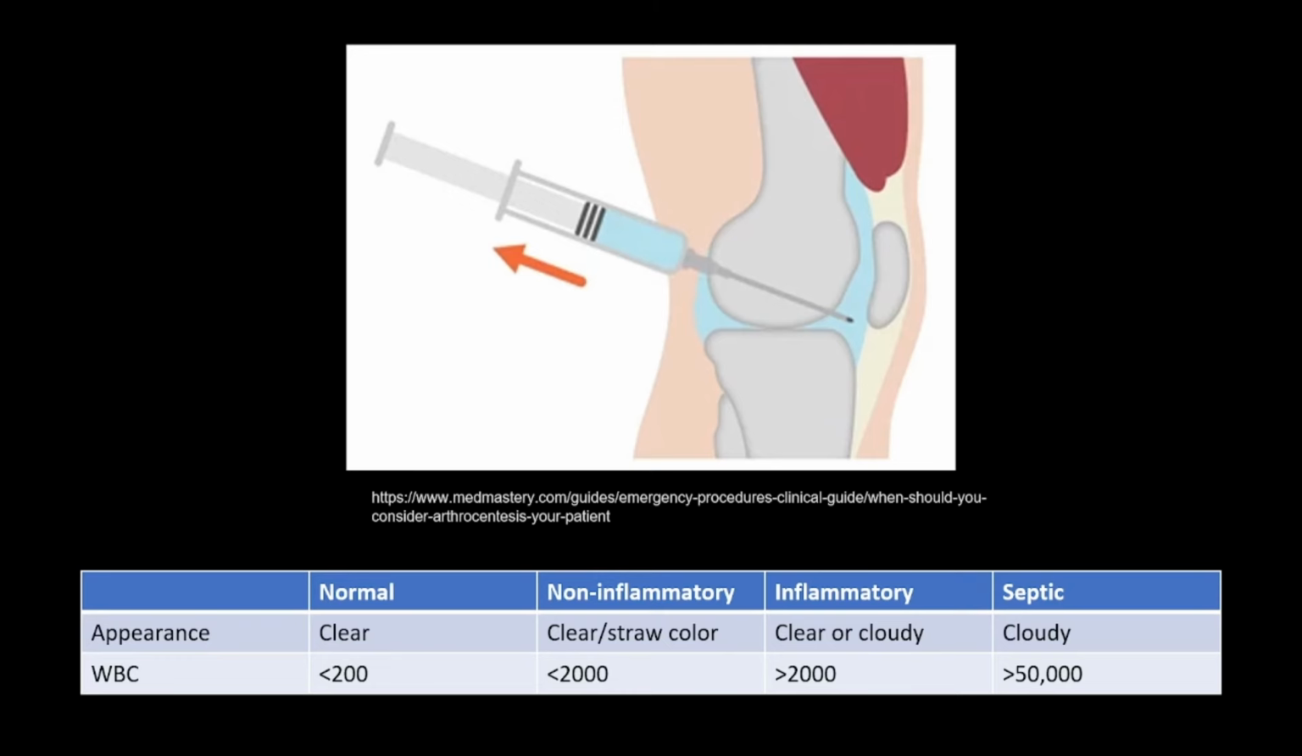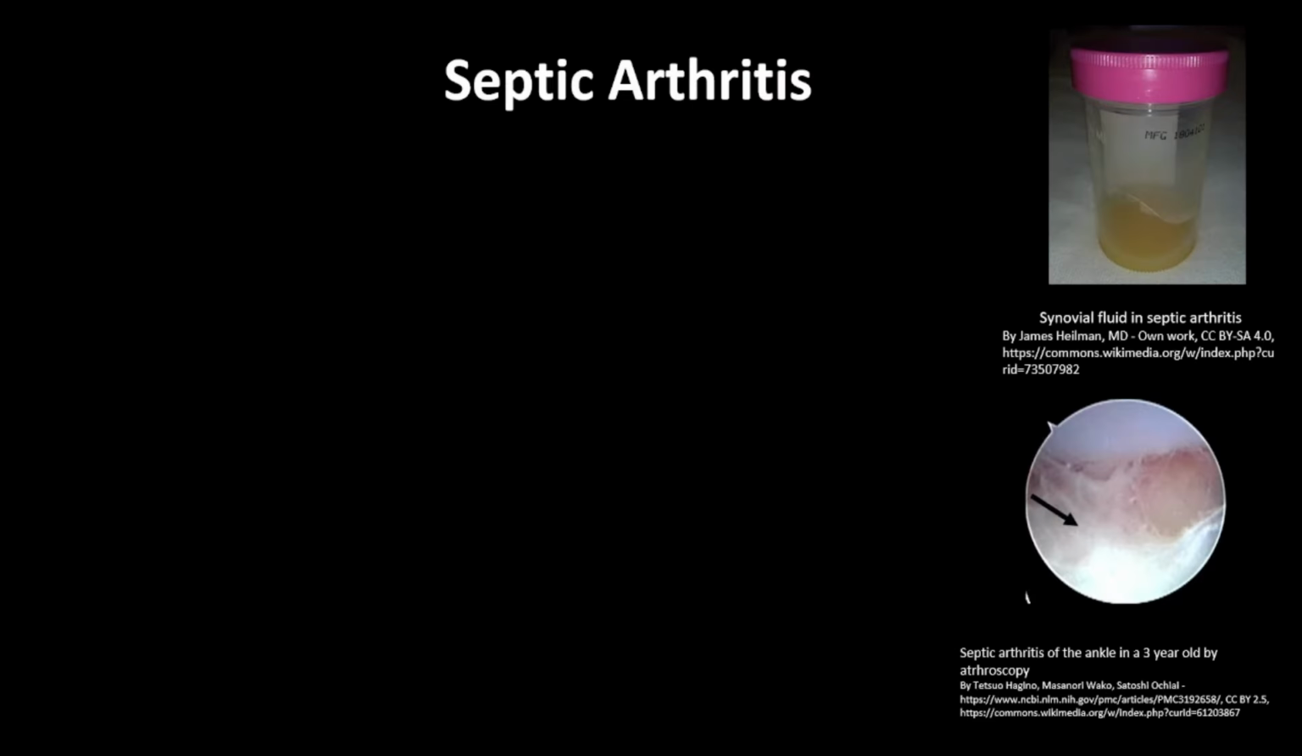And a septic joint would be grossly cloudy or filled with pus and have greater than 50,000 white blood cells. That is typically the cutoff. Although in patients with a prosthetic joint, you can go even as low as 10 to 15,000 white blood cells should be concerning for a septic arthritis.